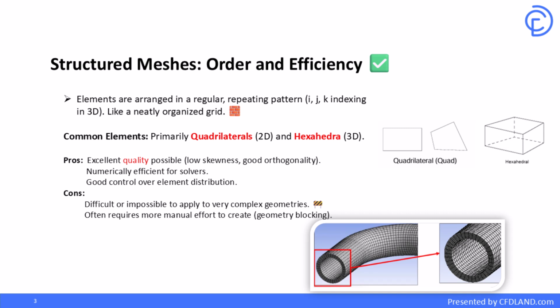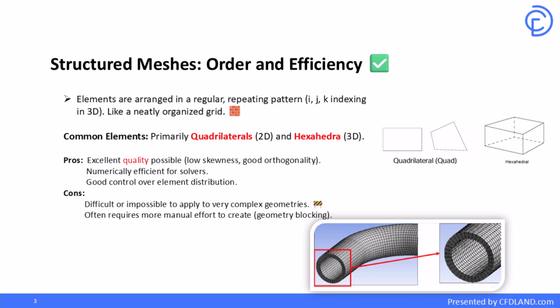Let's zoom in on our first type, structured meshes, which we've subtitled Order and Efficiency, and that really sums them up. So what are they exactly? As we said, the elements are arranged in a really regular, repeating pattern. If you're working in three dimensions, you can even think about them having an I, J, K index, just like coordinates in a grid. It's all about that neat, organized layout, like perfectly stacked bricks. The common elements you'll find in structured meshes are primarily quadrilaterals, or quads for short, if you're doing a two-dimensional mesh, and hexahedral, or hex cells, for three-dimensional. Think squares and cubes, though they can be stretched a bit.